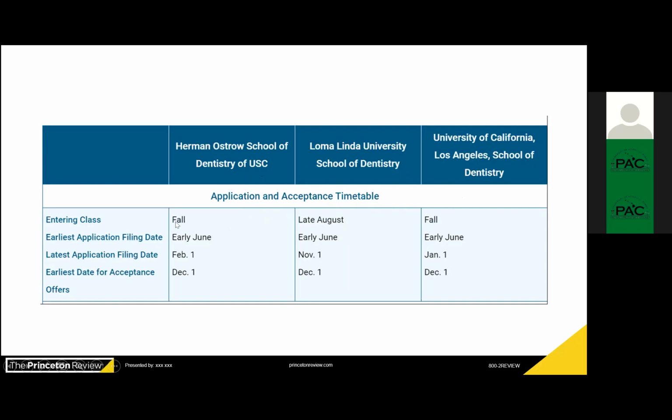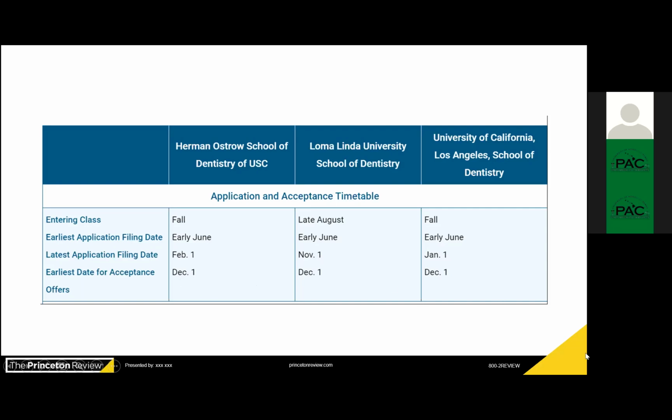The entering class at USC and UCLA start in fall, whereas Loma Linda starts a little bit earlier, in late August. The earliest application filing date is early June across the board, but for the latest application filing date, you have quite a bit more time for USC. It's February 1st, whereas for Loma Linda, the latest application filing is November 1st, and then UCLA is somewhere in between. And then the earliest date of acceptance across the board is December 1st.